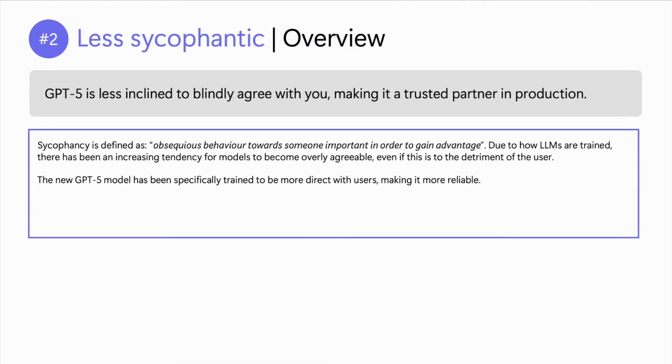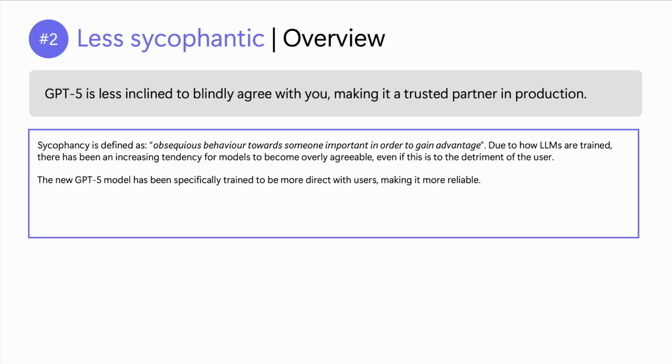The second feature of GPT-5 is that it's less sycophantic. So GPT-5 is less inclined to blindly agree with you, making it a trusted partner in production. Now, sycophancy is defined as obsequious behavior towards someone important in order to gain advantage.